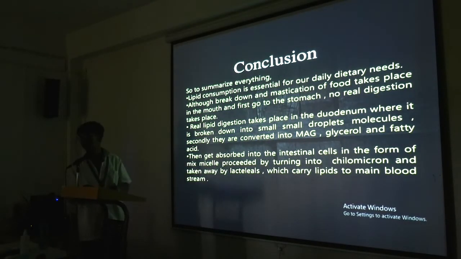Conclusion. To summarize everything: lipid consumption is essential for our body and dietary needs. Although the breakdown and mastication of food takes place in the mouth at first, then goes to the stomach, real lipid digestion takes place in the duodenum, where it is broken down into small droplets and molecules. Secondly, they are converted into MAG, glycerol and fatty acids. Then they get absorbed in the small intestinal cells in the form of mixed micelles, turning into chylomicrons and taken away by the lacteals, which carry lipids to the main bloodstream.